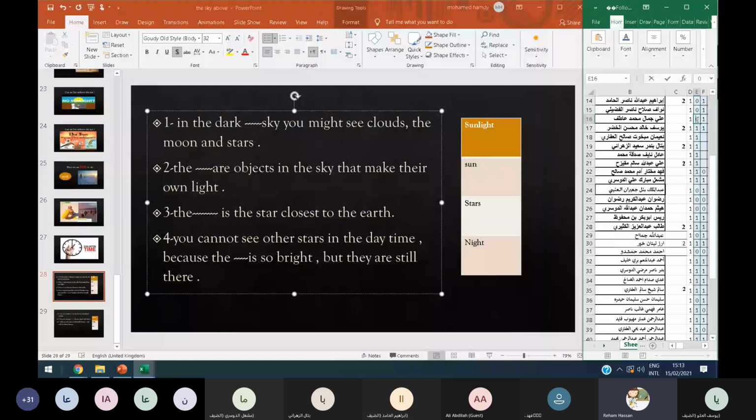Yes, Ali. So, Ali, in the day, you can see the star which is closest to the earth. It's called what? In the day. Sunlight. Yes, it's the sun. Thanks a lot, Ali.